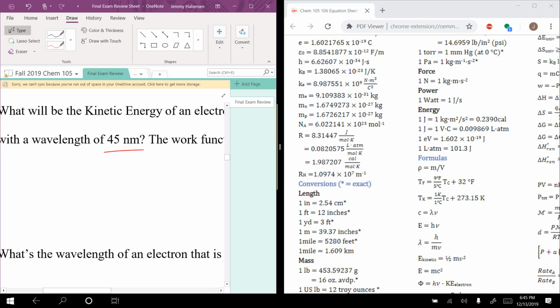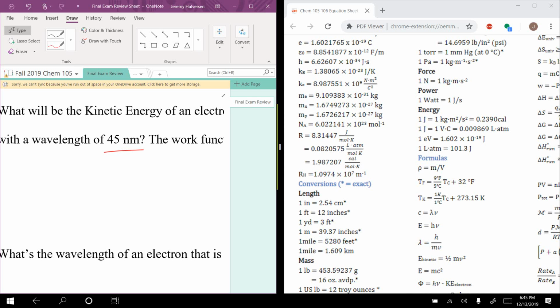All right, so what are we talking about here? You guys remember work function? Do you know what it is? So work function has to do with the photoelectric effect. So what's the photoelectric effect?